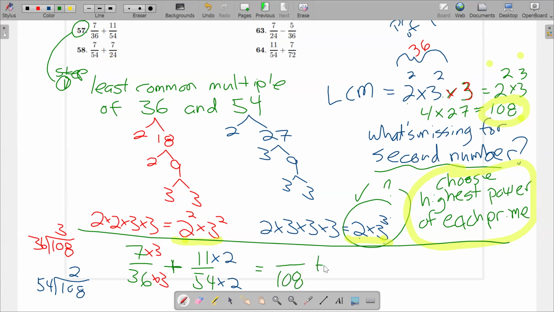And 2 times 54 is 108. Adjusting the numerators, 7 times 3 is 21. 2 times 11 is 22. My common denominator is 108. I have 21 and 22 of them, which is 43.